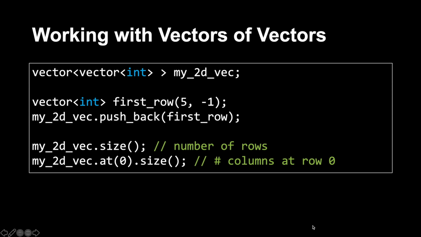To access these dimensions of our vectors of vectors, we can use the size function. So if we do my2dvec.size, that will give us the number of rows in our vectors of vectors. And if we use my2dvec.at(0).size, that will give us the number of columns at the first row.